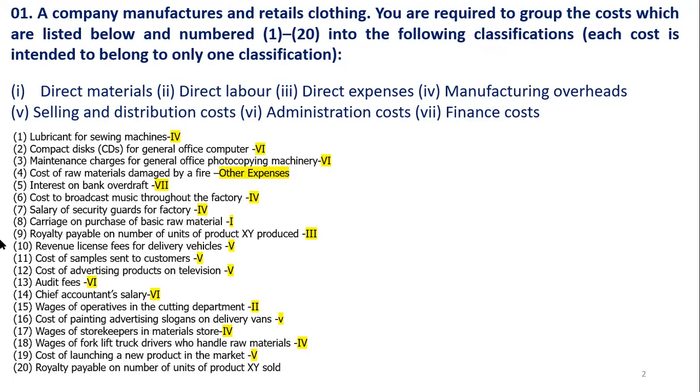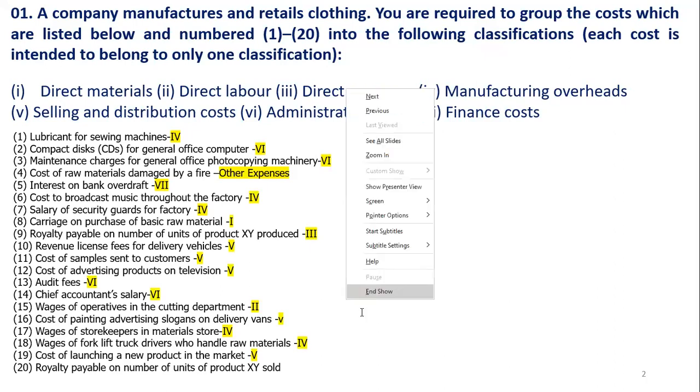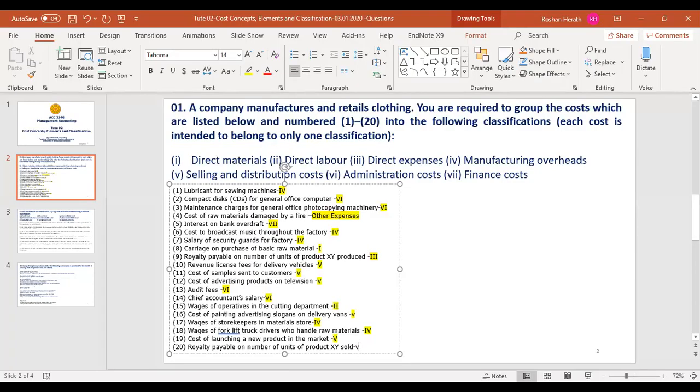So if I go back to item 9, you can see that the royalty is payable on the number of units produced. If that is the case, then it is a direct expense. But here, the royalty is payable on the number of units sold. If the royalty is payable on the number of units sold, it is something to do with selling and distribution, right? It's a sales related cost, so it depends on the number of units that you sold. If a royalty is payable on the number of units sold instead of produced, it is a selling and distribution cost. Therefore, the correct classification is item 5.